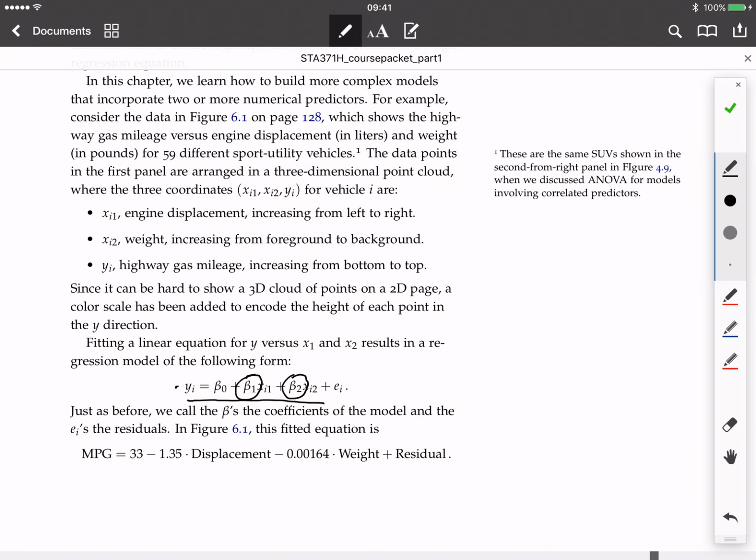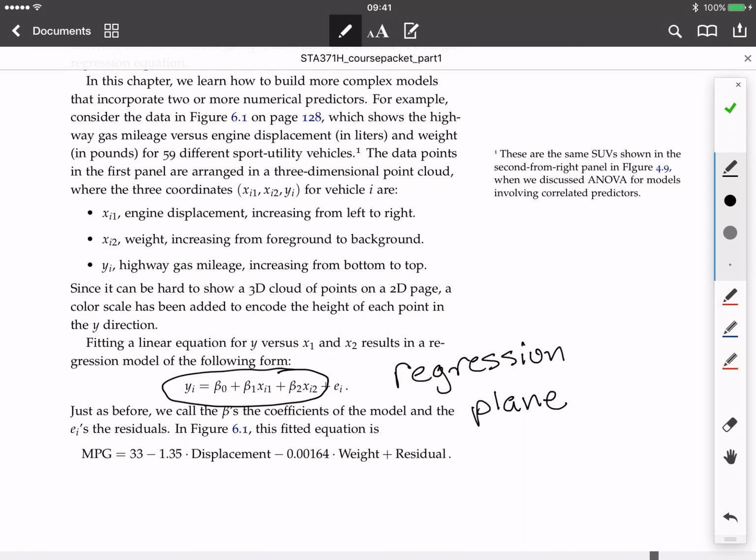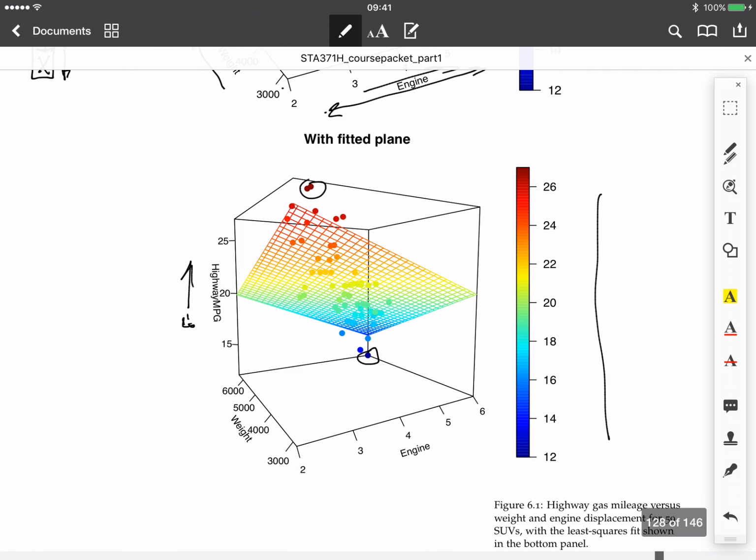Let me erase this part right here and point out this equation, not counting the residual. That's the regression plane right there. So before we had a line, and now in multiple dimensions we've got a regression plane. And as always in a regression model, we have the residual as well, representing the misses of the model.